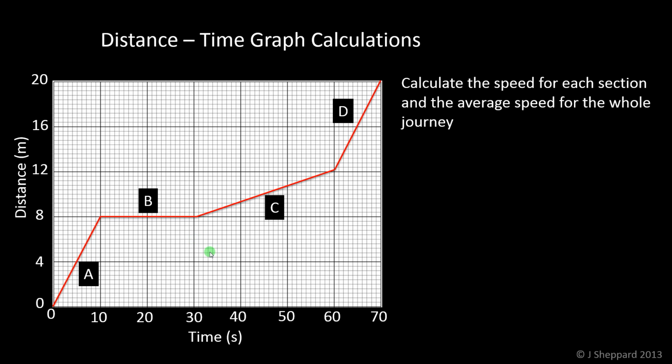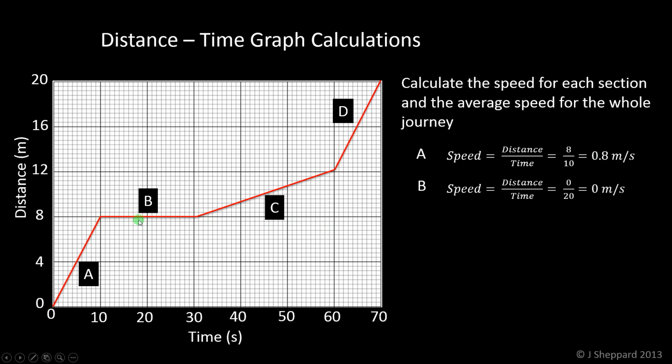Okay, so the answers to this then are section A. We've gone 8 meters in 10 seconds, so that's 0.8 meters per second. Section B, well, it's stopped, so we don't really need to do any calculation. It's horizontal, so we know it's stopped, which is 0 meters per second. But if you think about it, we've gone 0 meters in 20 seconds, so 0 divided by 20, if you just blindly stick the numbers through, still gives you 0 meters per second.